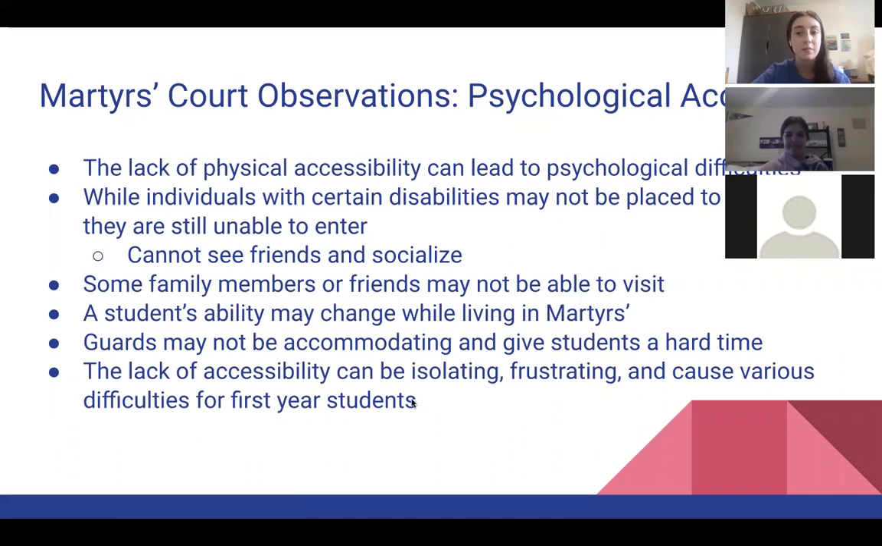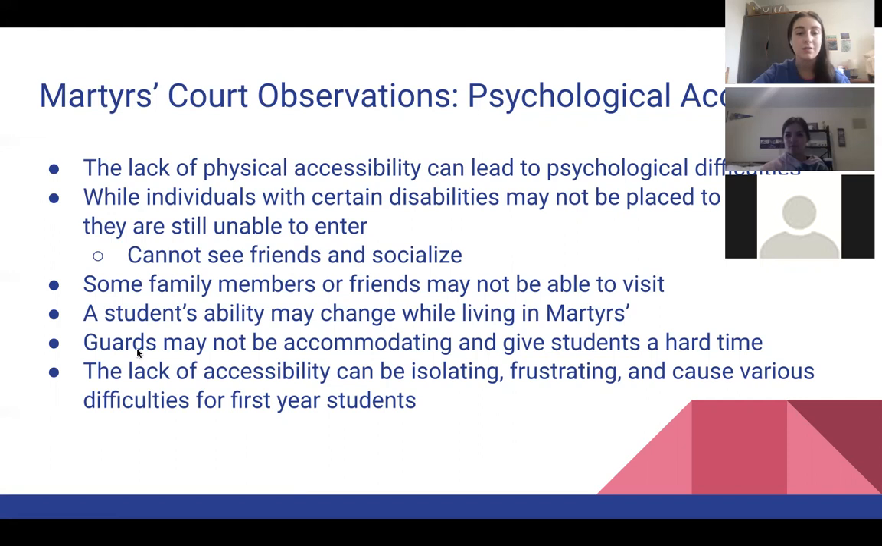As well, family members or friends may not be able to visit certain students. Fordham likely doesn't know if a student's parents have a disability, and like we've touched on, disability is not static and accessibility ability can change throughout time. And that's really important to note while living somewhere.